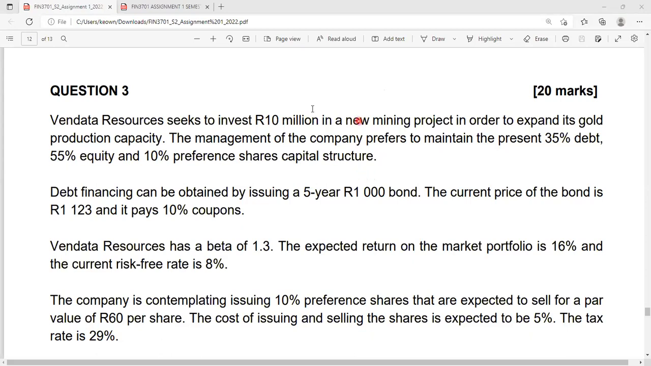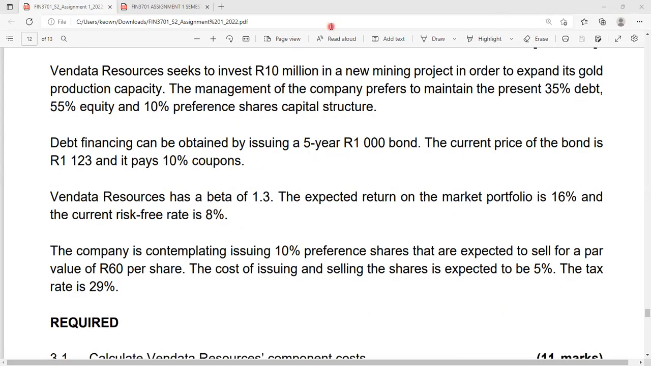We're told Vendata Resources seeks to invest 10 million in a new mining project in order to expand its gold production capacity. The management of the company prefers to maintain the present 35% debt, 55% equity, and 10% preference share capital structure. Debt financing can be obtained by issuing a 5-year 1,000 rand bond. The current price of the bond is 1,123 and it pays 10% coupons. Vendata Resources has a beta of 1.3. The expected return on the market portfolio is 16% and the current risk-free rate is 8%.